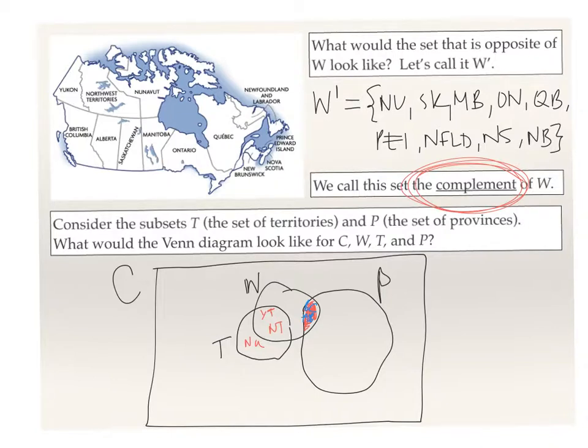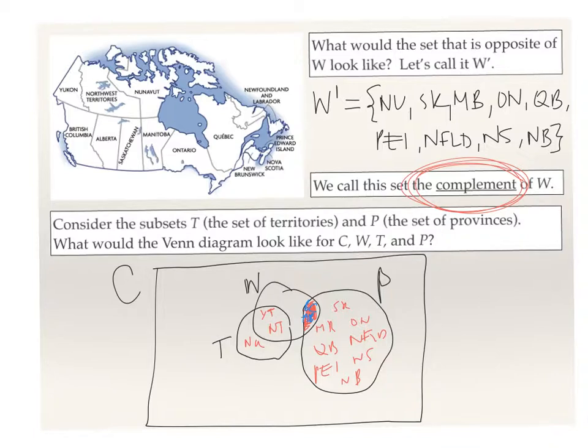And then out here, you'd put everything else. So you'd put Saskatchewan, Manitoba, Ontario, Quebec, Newfoundland, PEI, Nova Scotia, and New Brunswick. They'd all go in there. And again, like I said, usually I won't make you write these unless I specifically tell you to list the elements. You don't have to. It's more just the drawing.